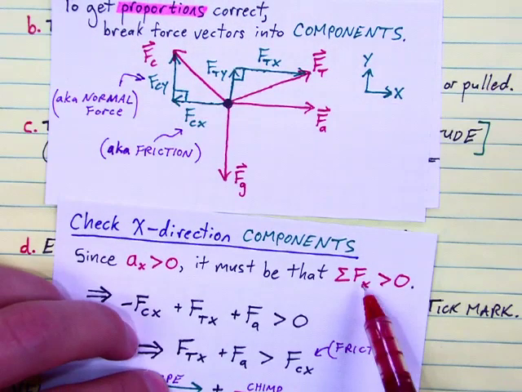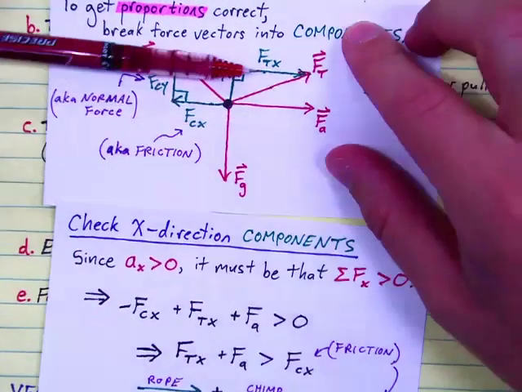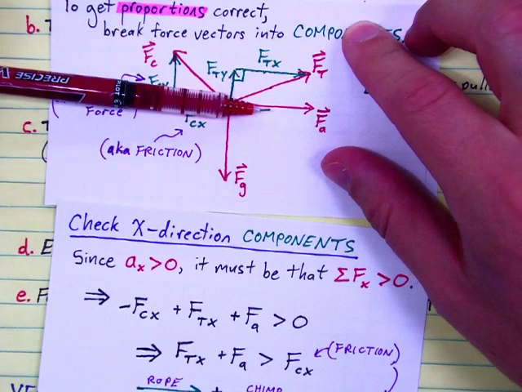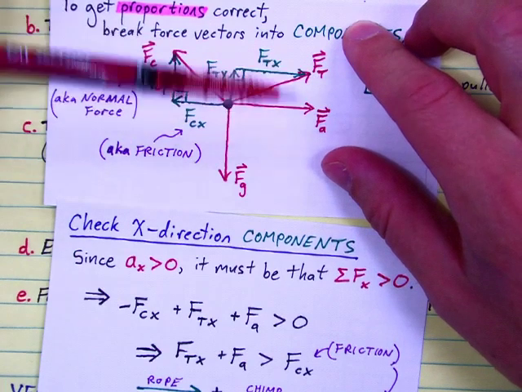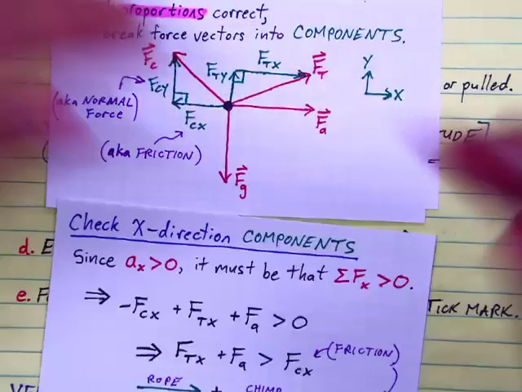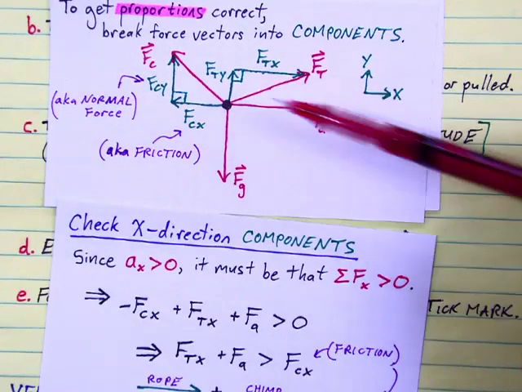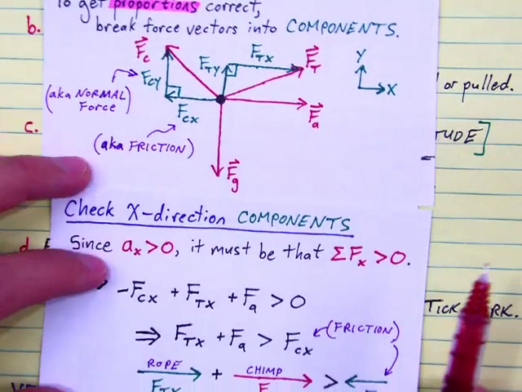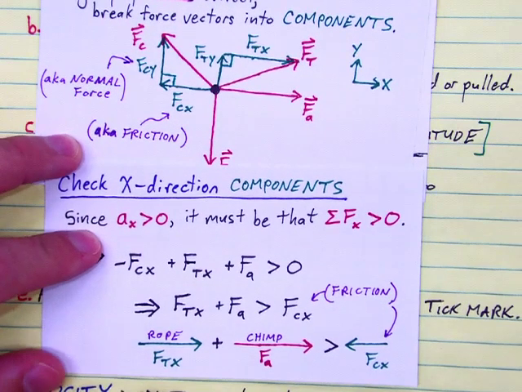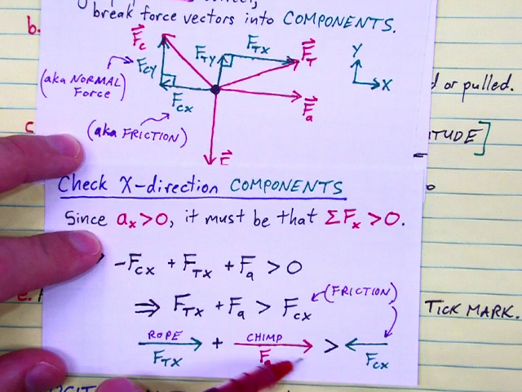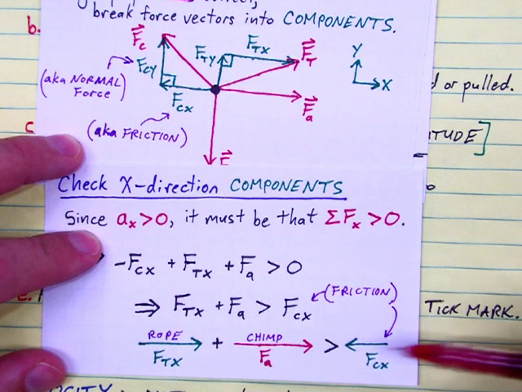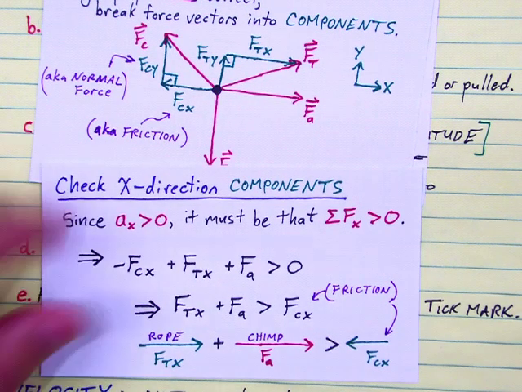So if our net force must be to the right, that means this tension component and this applied force from the chimp must be greater. The sum of these has to be greater than our force of friction. So the way we drew it looks like they already are. That aspect of our diagram is good. The rope's F_Tx plus the chimp's force, those have to sum to be greater than the force of friction. Looks like we're all good there.